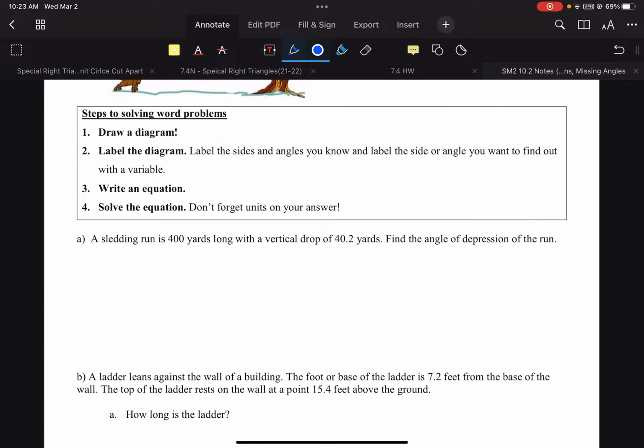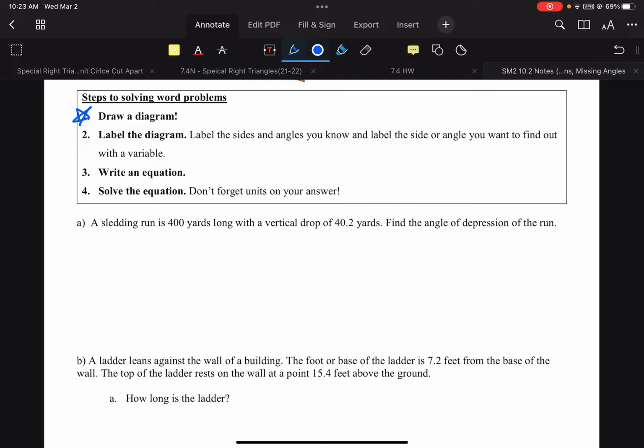Here's just some basic steps when you're solving a story problem. Drawing a diagram is going to be critical. Make sure you have a picture to go with every story problem you're dealing with. Label it with what you know, and then start looking for what you don't know by writing an equation and solving. So we've got a sledding run that's 400 yards long.